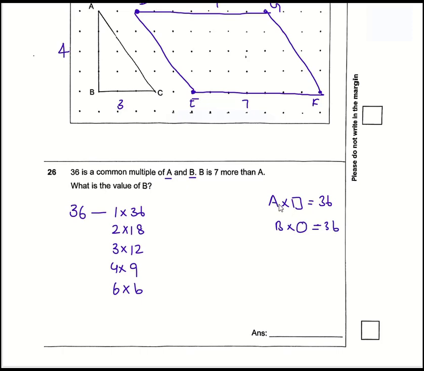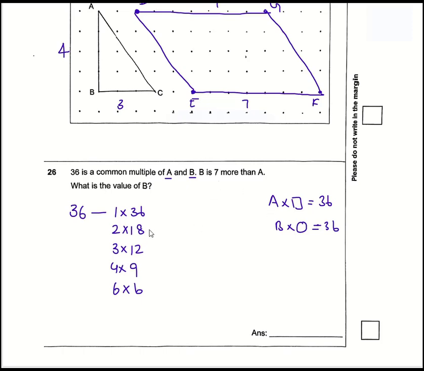Now, what is the relationship between A and B? We are not even worried about what these are. The question doesn't even care about what these are. All it says is B is 7 more than A. So now take a look at all these numbers, because all these are factors of 36. Just pick two numbers where the difference is 7.